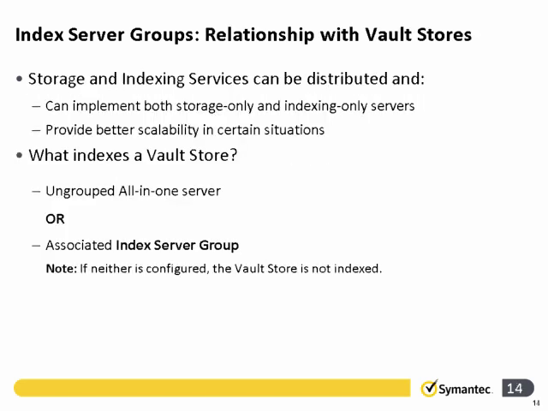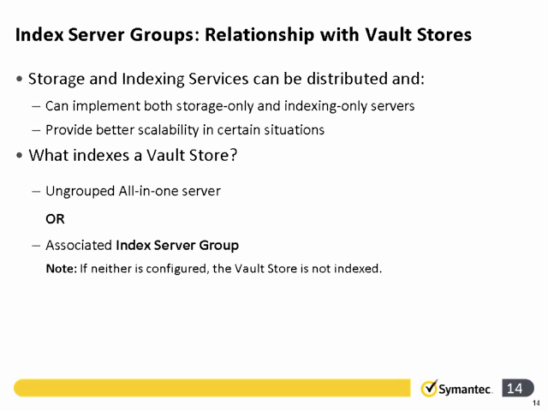As we mentioned, part of determining which archives are going to be associated with an index server group, which will control which index volumes are associated with an index server group, we relate the vault store to the index server group. So the storage and indexing services can be distributed, and you can set up a storage-only and an indexing-only server. In certain situations, which we'll discuss in a moment, this will provide better scalability than having them both on the same server.